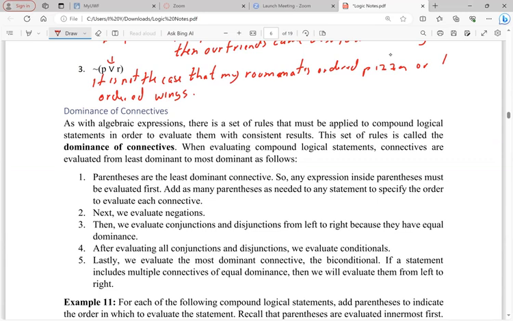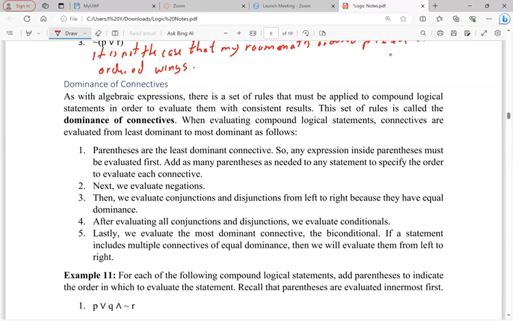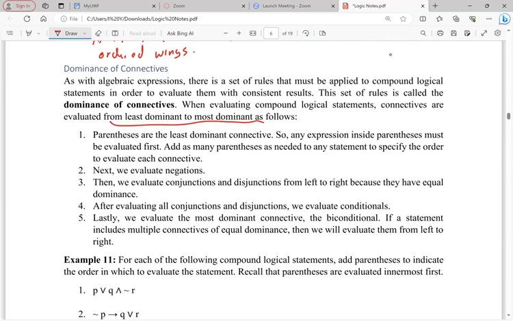Okay, as with algebraic expressions, there's a set of rules that must be applied to compound logical statements in order to evaluate them with consistent results. The set of rules is called the dominance of connectives. When evaluating compound logical statements, connectives are evaluated from least dominant to most dominant as follows. So it seems kind of backwards. You would think most dominant would be done first, but it's from least dominant to most dominant. And first we start with parentheses. Parentheses are the least dominant connective, so any expression inside parentheses must be evaluated first.